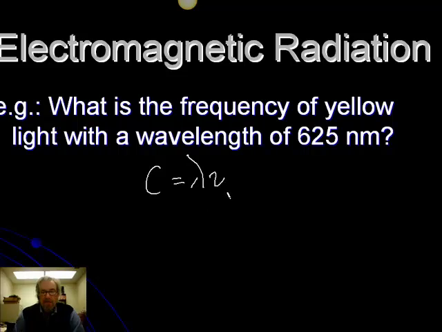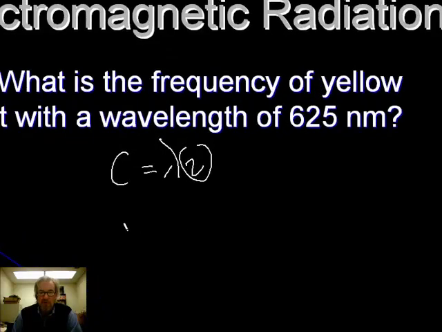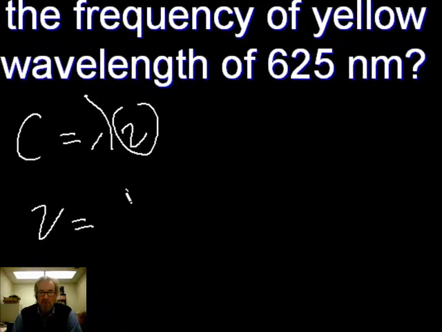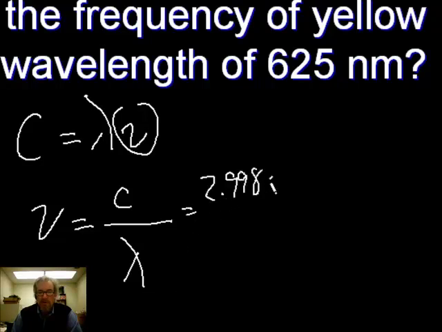What's the frequency of yellow light that has a wavelength of 625 nanometers? So frequency is what we're trying to find, nu, so we'll solve for it. Nu is equal to speed of light divided by lambda, or the wavelength. So the speed of light is 2.998 times 10 to the 8th meters per second. I'm going to divide that by lambda.